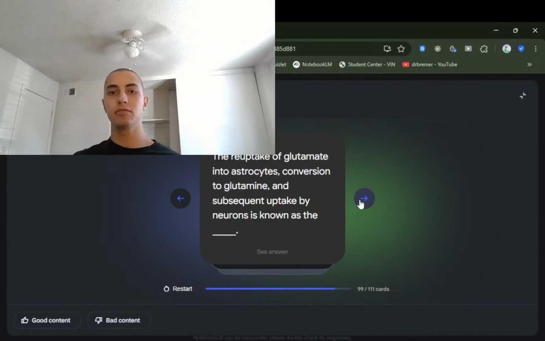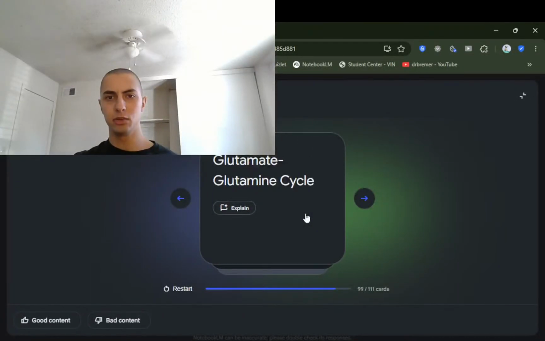The reuptake of glutamate into astrocytes, conversion to glutamine, and subsequent uptake by neurons is known as the glutamate-glutamine cycle.